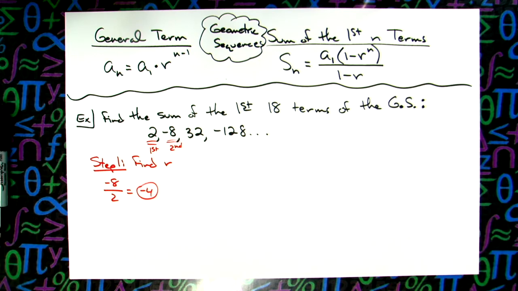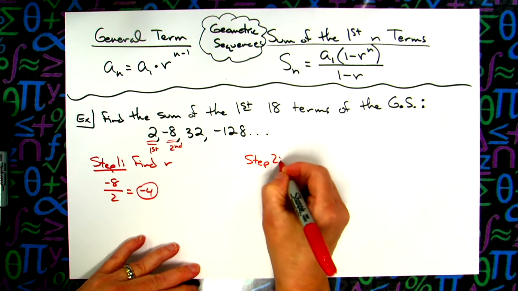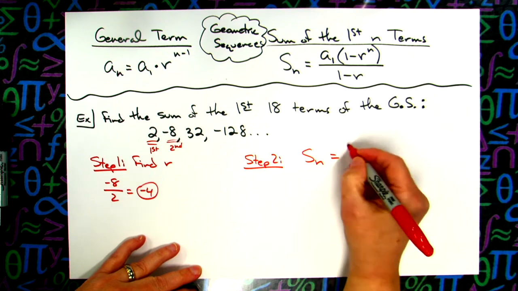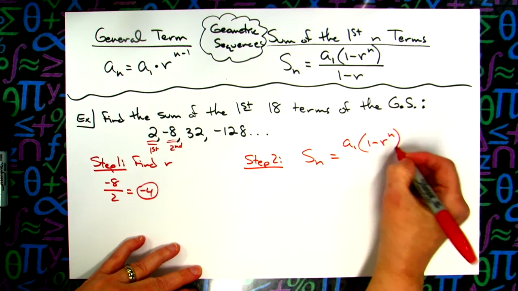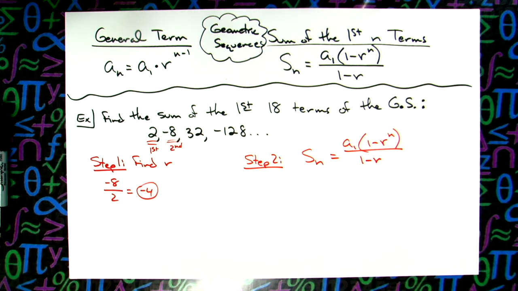And then step 2, now I've got everything I need, so it's a matter of just plugging it into the formula. I'm going to write the formula down, then I'm going to give you time to do it. S sub n equals a sub 1 times (1 minus r raised to the n) over (1 minus r). So I'll pause, I'll give you a minute, plug it in, see if you can be successful at that.